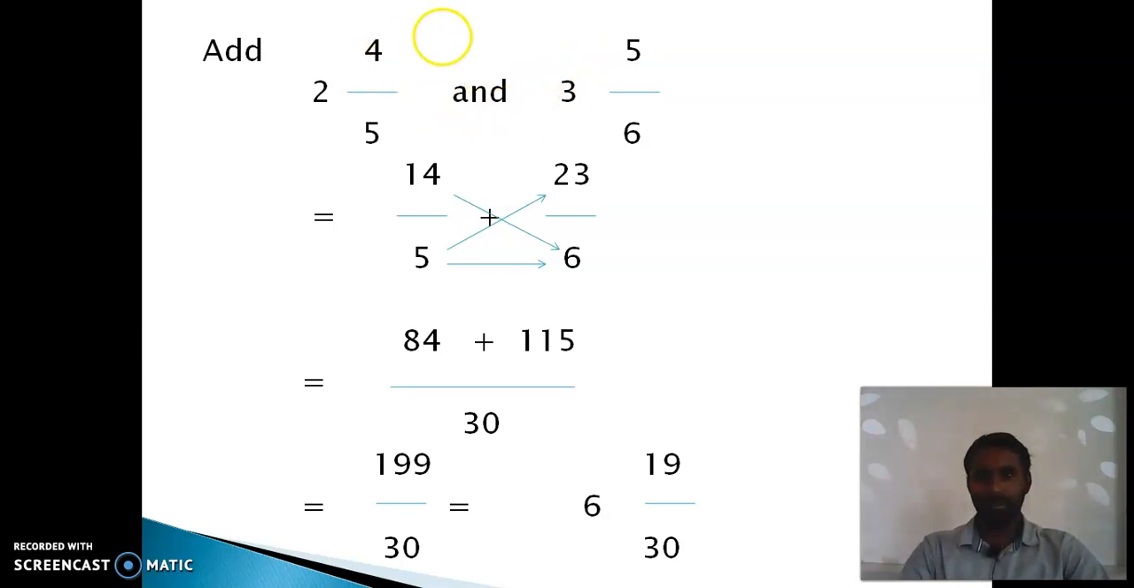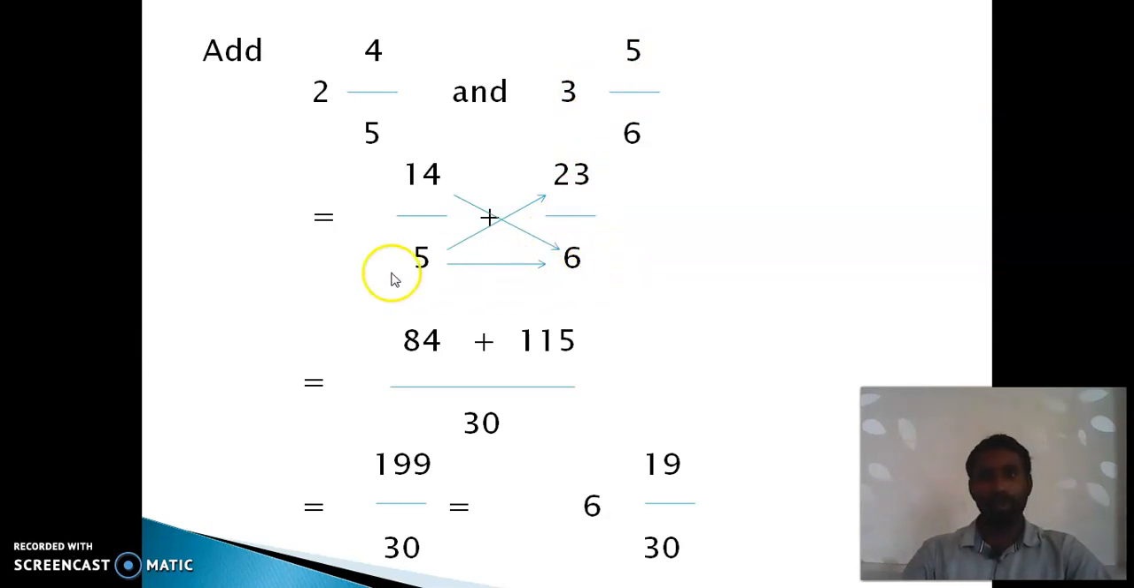First, this is a mixed fraction. First step is convert the mixed fraction into improper fraction. Okay, convert the mixed fraction into improper fraction. So you have to multiply here, 2 5s are 10, and then you have to add 10 plus 4, 14. So 14 divided by same number, 5. Okay, and add here the symbol, so that I put the symbol. Okay, 3 into 6, 18. 18 plus 5, 23. So 23 divided by 6.